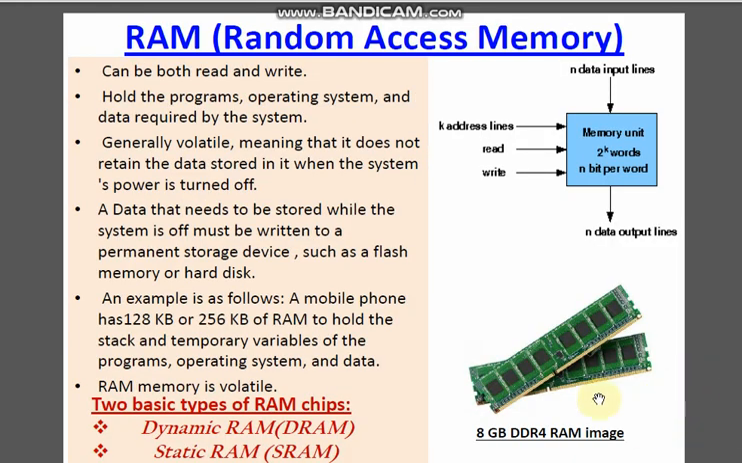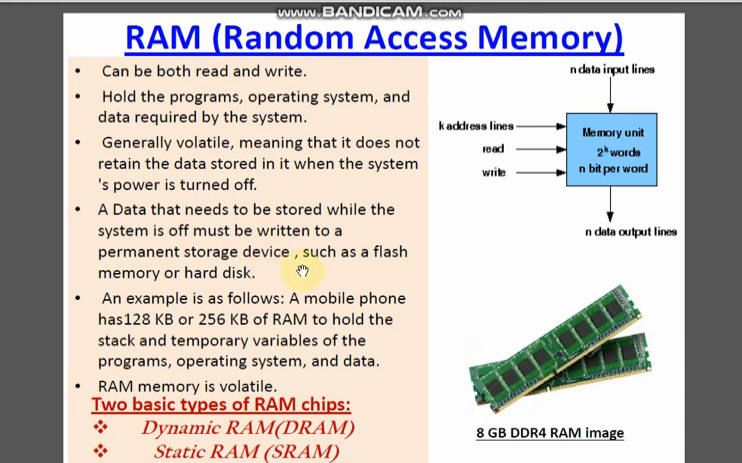Random access memory looks kind of like this. It's an 8 GB DDR4 RAM image which I have given. RAM can be both read and written. It holds the programs, operating system and data required by the system. It is generally volatile, meaning that it does not retain the data stored in it when the system power is turned off, as I have already said.